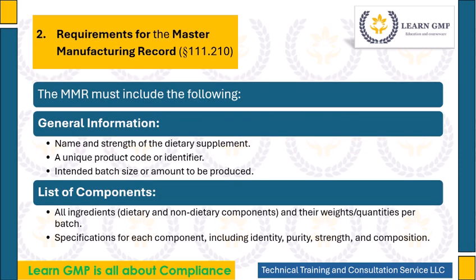Requirements for the Master Manufacturing Record, Section 111.210. The MMR must include the following: general information, name and strength of the dietary supplement, a unique product code or identifier, intended batch size or amount to be produced, list of components, all ingredients, dietary and non-dietary components, and their weights/quantities per batch, specifications for each component, including identity, purity, strength, and composition.